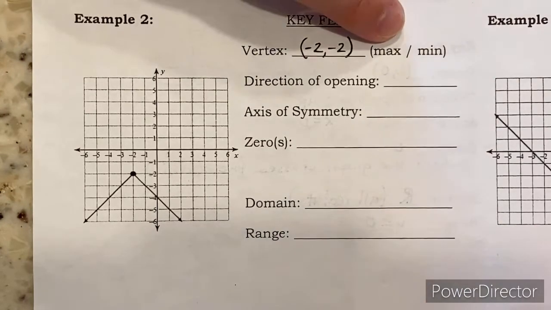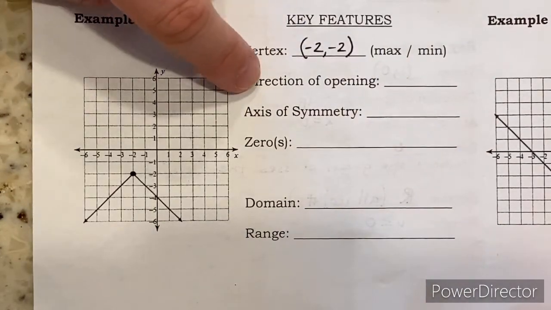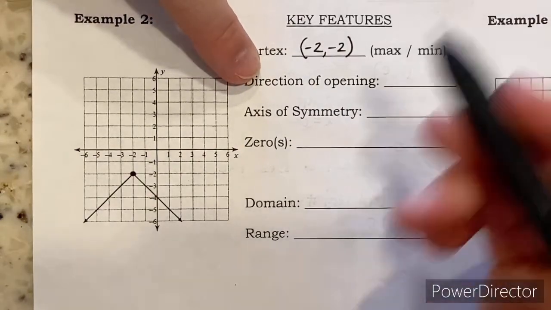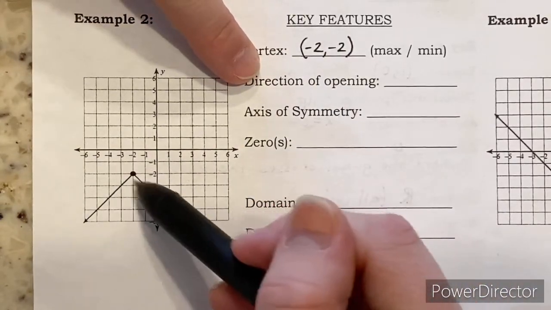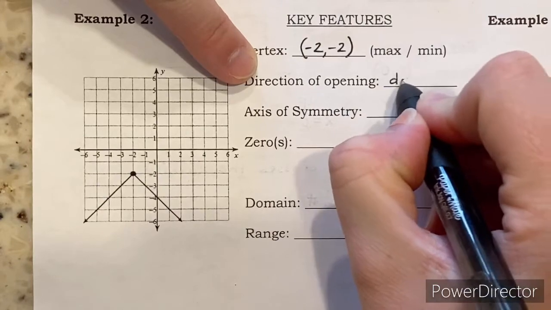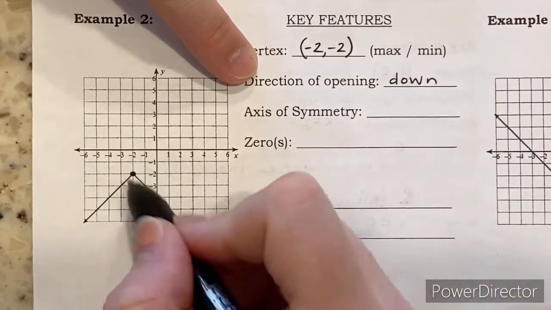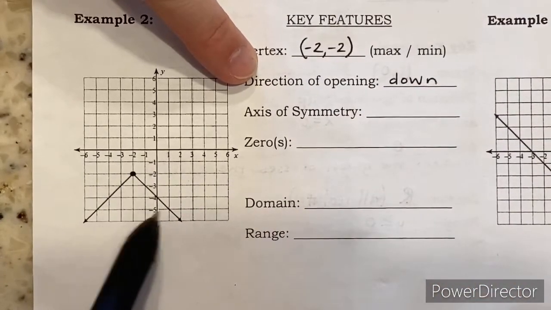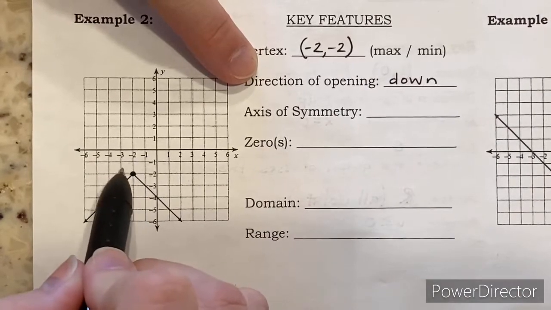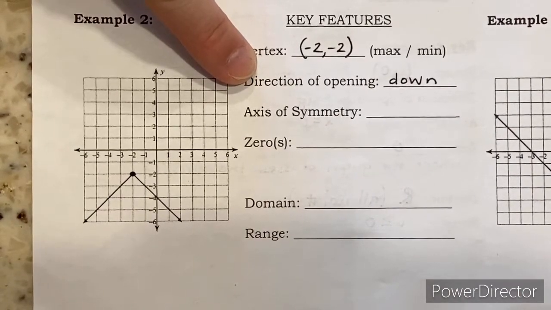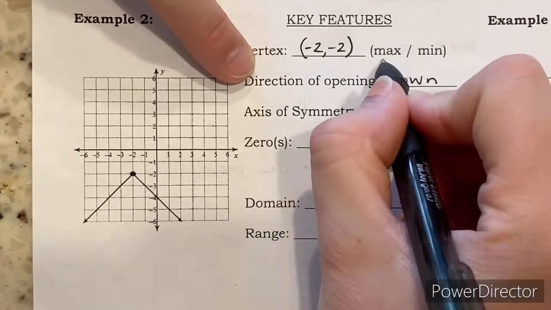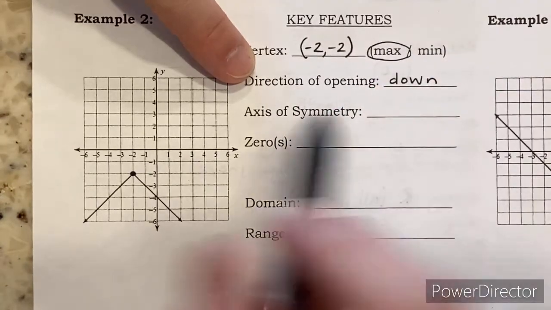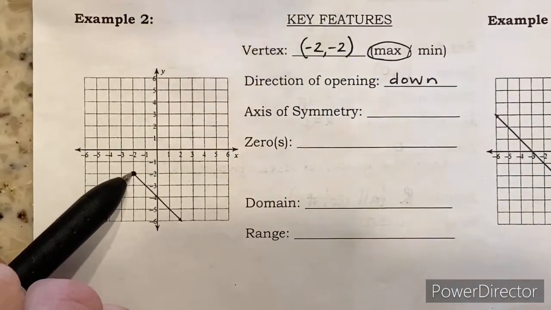Now we have that max-min question, but that deals with the direction of opening, so let's talk about that. This graph is opening down. It's an upside down absolute value graph, so think about it. This is like a little mountaintop, and you're sitting up here on the mountain. You are on the maximum point of the mountain. This is the max point that you could be for this graph.